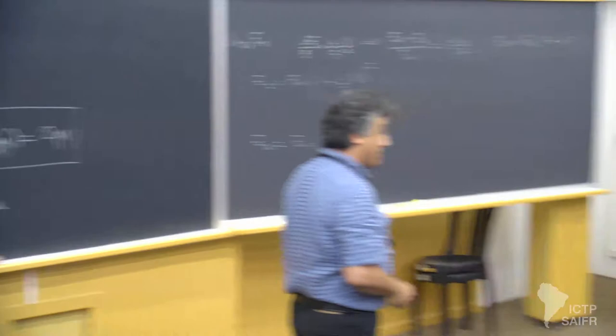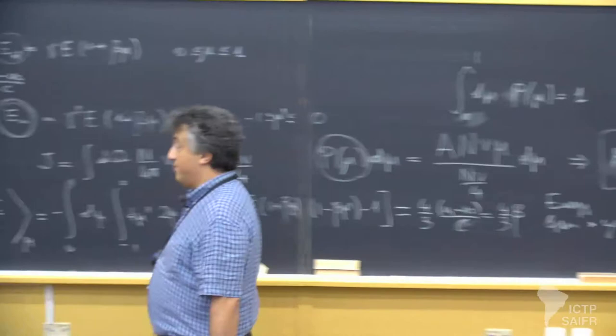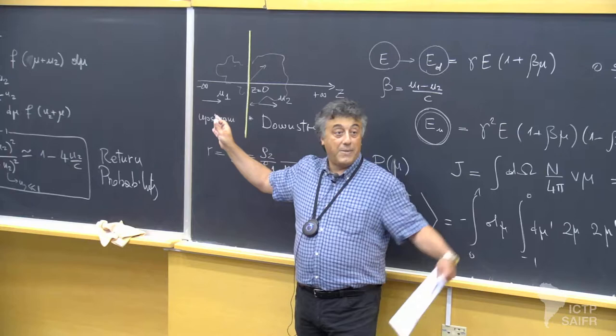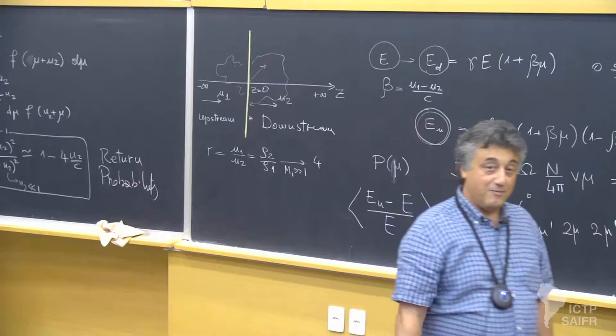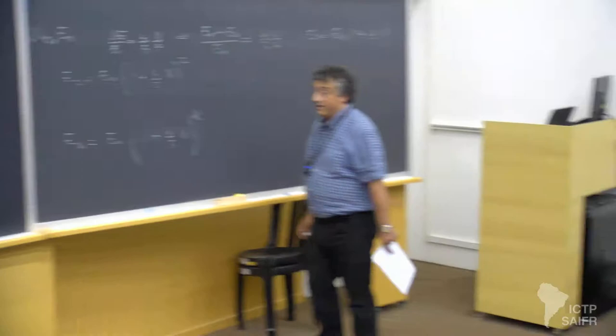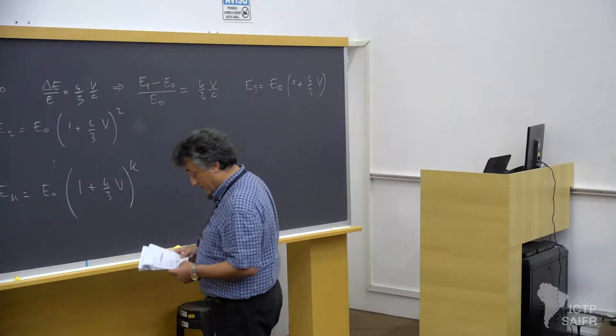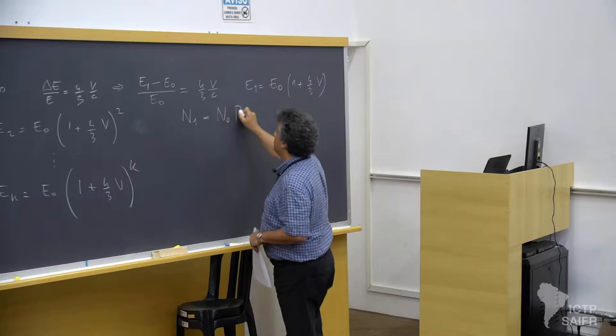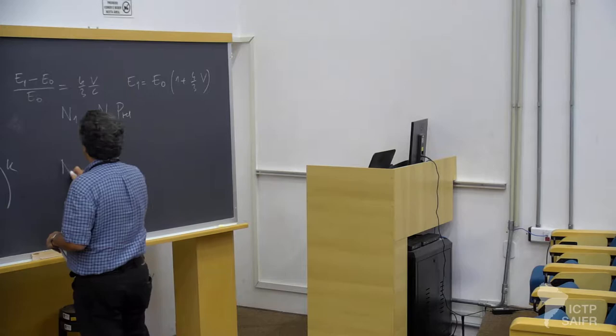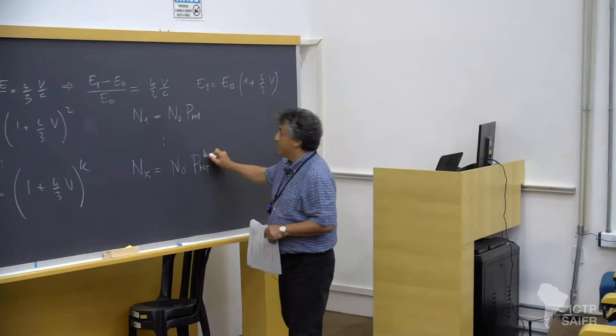These particles, by the way, are extracted from the same pool that satisfies the Rankine-Hugoniot relationships. But they don't, because if they did, they wouldn't be injected, okay? So, how many particles are there after one cycle, or after two, or after three, and so on? At the first cycle, N1 is equal to N0 times the probability that they return. And at the K cycle, you have Nk equal to N0 times P return to the K, right?